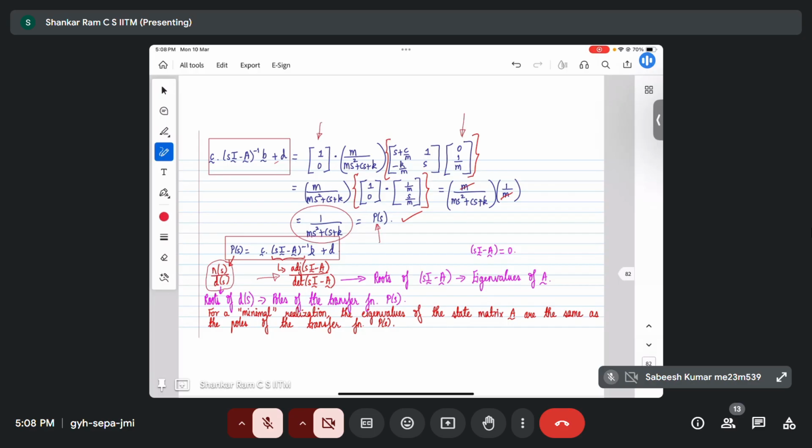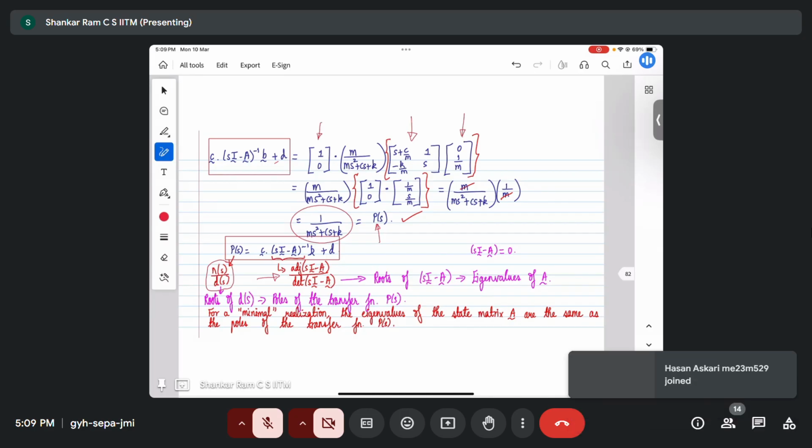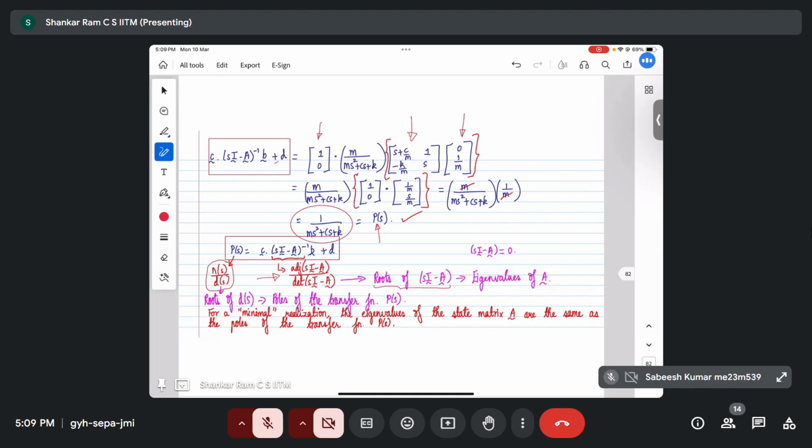As we have already seen, (SI minus A) inverse was this, right? We had S plus C by M, minus K by M, and all that. So the numerator is the adjoint of SI minus A, whereas the denominator is the determinant of SI minus A. Now, if we look at the denominator polynomial of (SI minus A) inverse, and we evaluate its roots, the roots of any polynomial we get by solving that polynomial equal to 0, right?